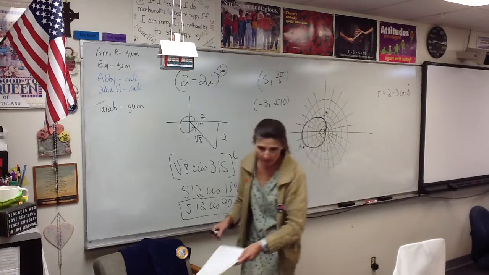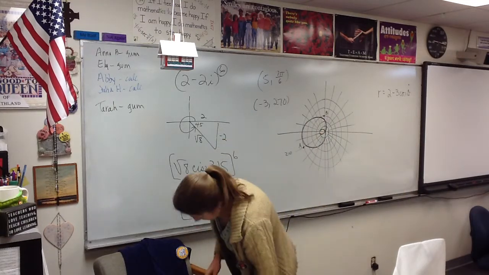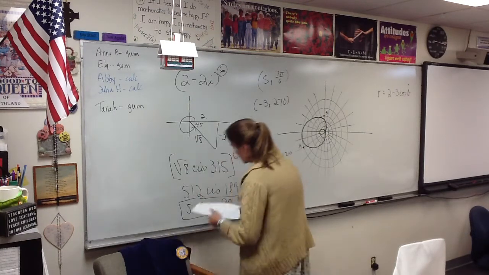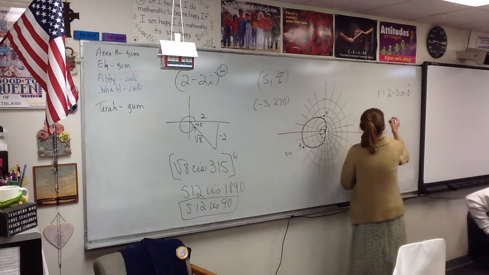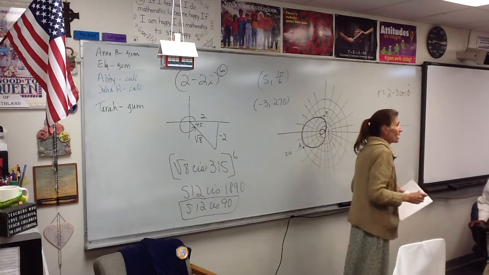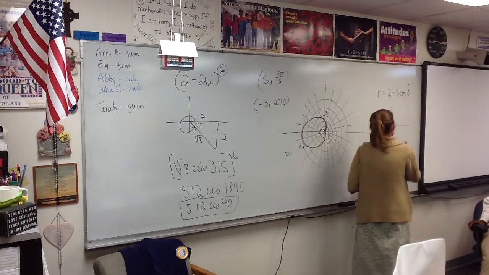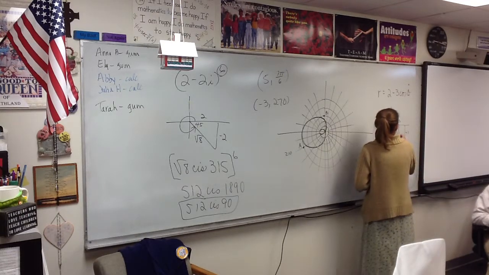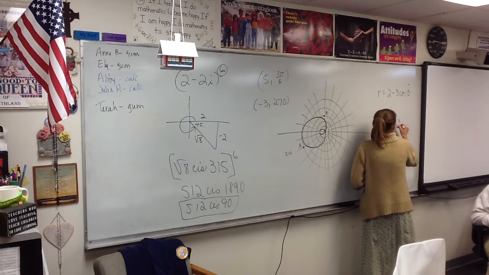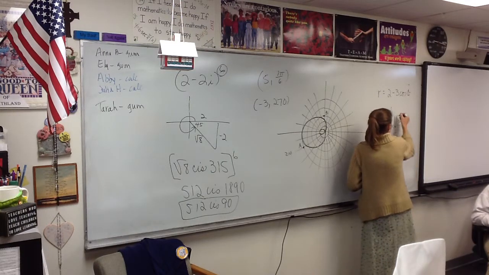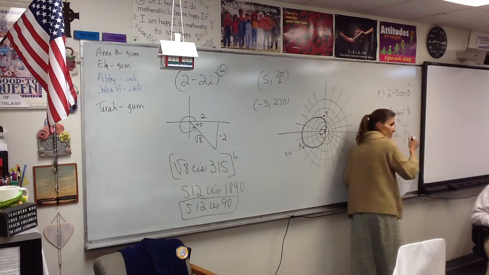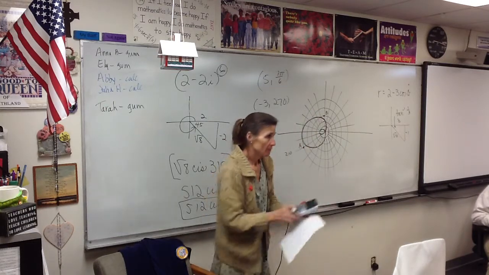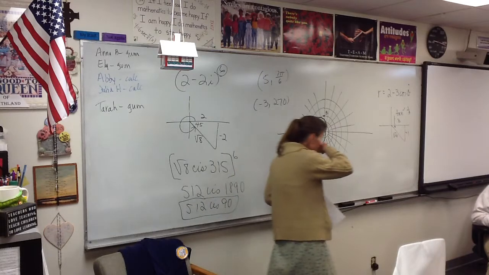Okay, anybody get an answer to number 1? What was your strategy for number 1? You drew a picture of it. Over 3, down 1. So what was your radius? Root 10. Now, how did you find this angle right here? Second tangent, 1/3?